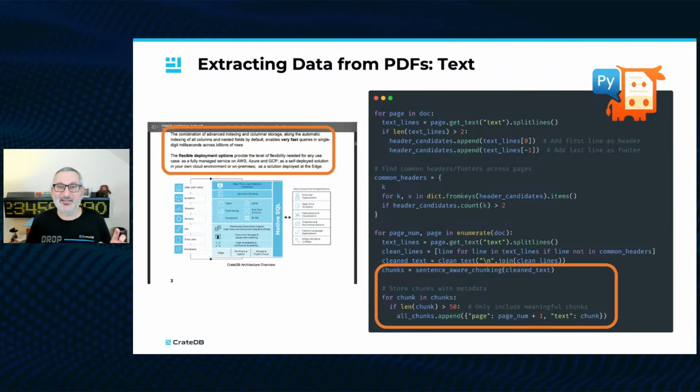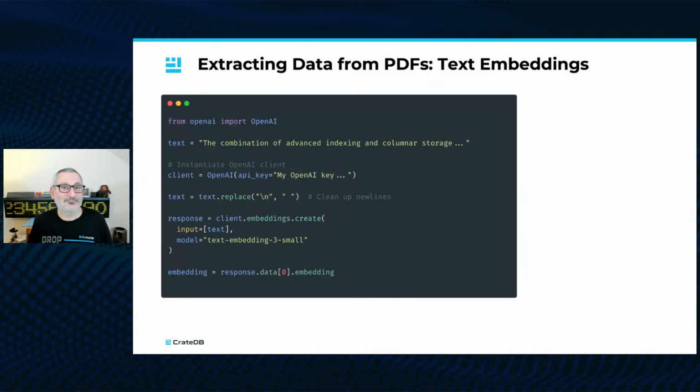So the approach we're taking is going through the PDF file, iterating over each page using library code, and getting the data out as chunks, as text. And what do we do with that text? Well, we're going to do a couple of things. We want to do vector similarity search on it. So we want to generate some embeddings for that.